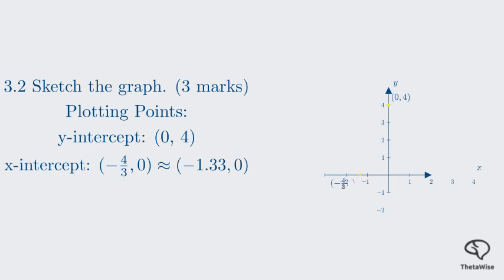First, we plot the y-intercept at positive 4 on the y-axis. Then we plot the x-intercept at approximately negative 1.33 on the x-axis. Now, we simply draw a straight line that connects these 2 points. Let's make sure our line is labeled with its equation. Here's the sketch. We have the 2 intercepts clearly marked, and the line is drawn through them. The equation of the line, y equals 3x plus 4, is also shown. This sketch visually represents the linear function we've been working with. It's a straight line with a positive slope, meaning it goes up from left to right.